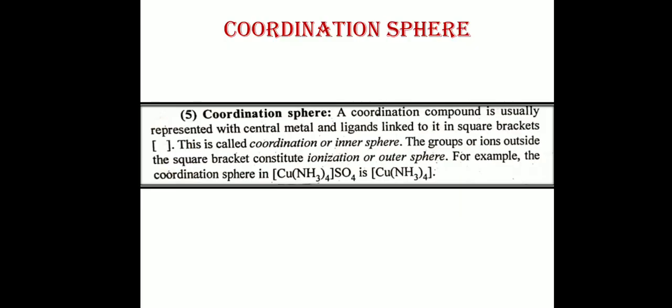The next term is the coordination sphere. A coordination compound is usually represented with the central metal and the ligands linked to it in a square bracket. So generally we use a square bracket, and that is the coordination sphere. The central metal linked to the ligands inside this bracket is the inner coordination sphere, or inner sphere. The groups or ions outside the square bracket are the ionization or outer sphere. For example, in [Cu(NH3)4]SO4, the [Cu(NH3)4] inside the bracket is the coordination sphere, or inner sphere, and SO4 present outside the bracket is the outer sphere, the ionization sphere.